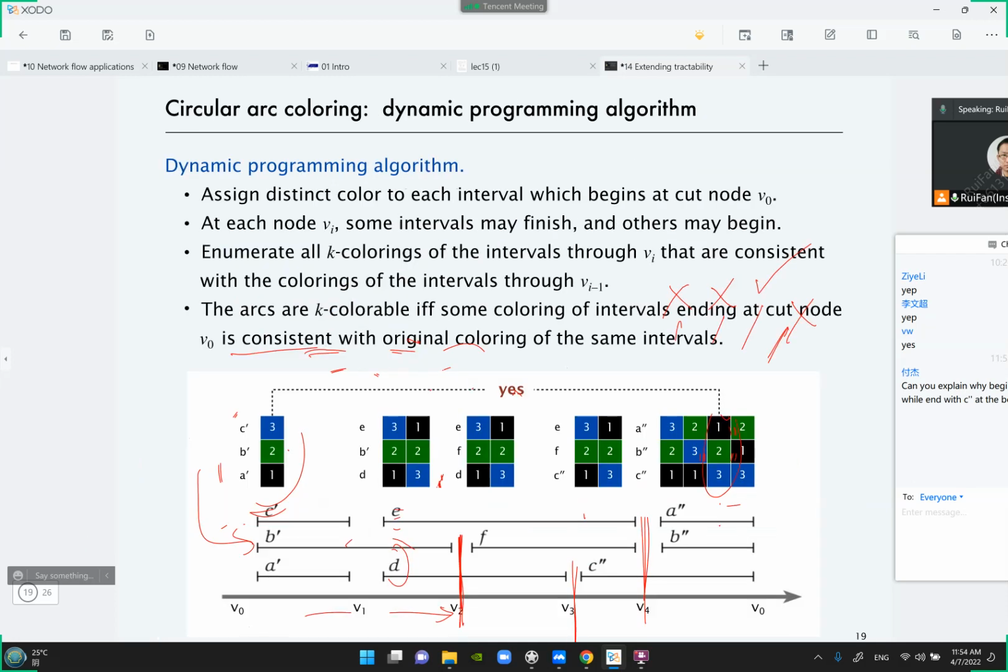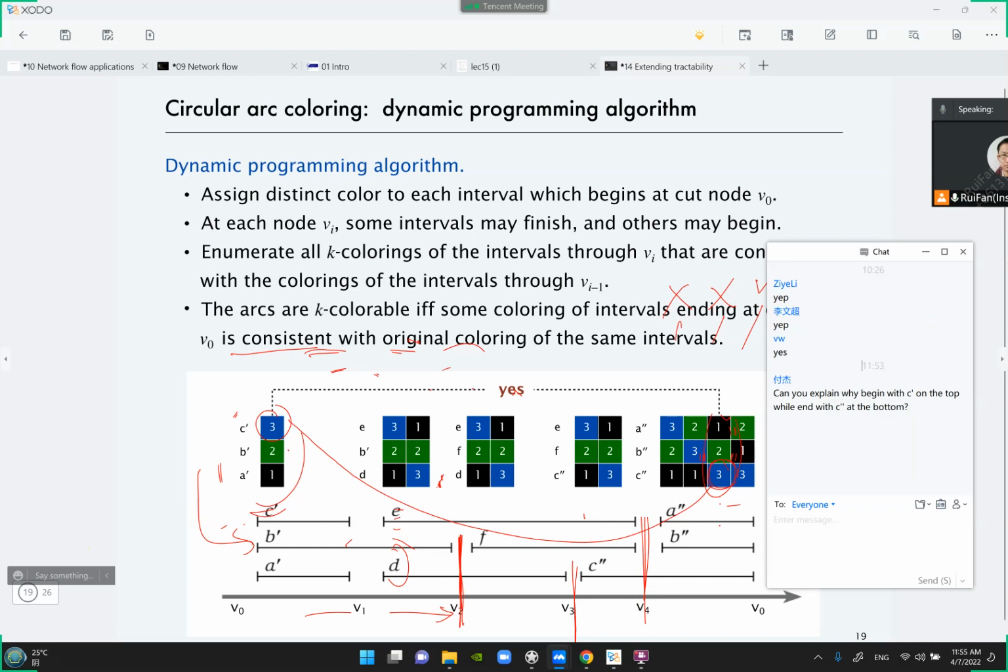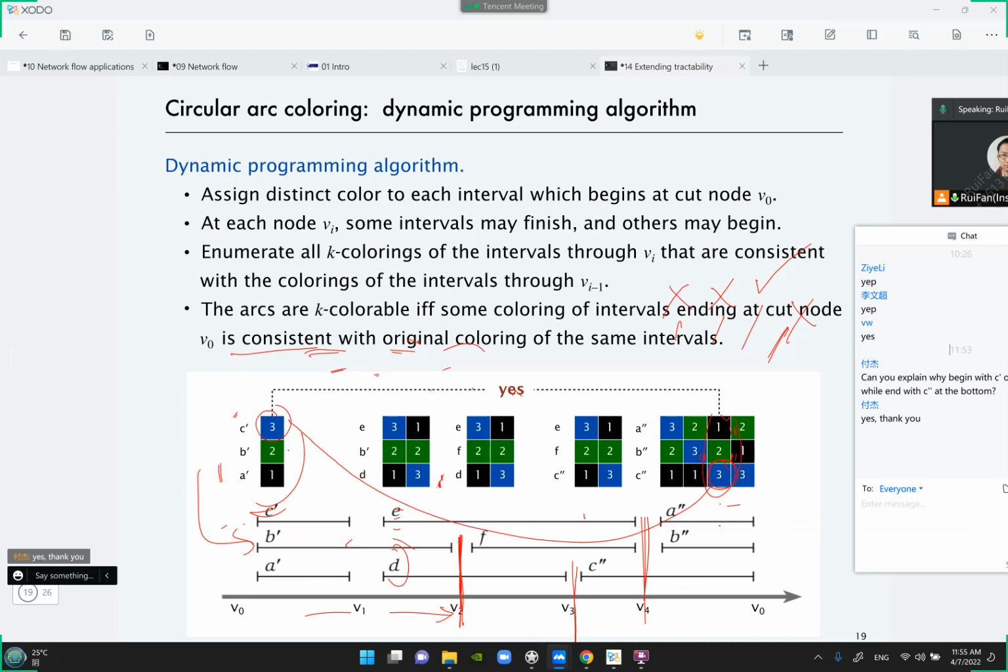But you can see the coloring. Initially you give C a color of 3 over here, and in the end, if you propagate this all the way through, you're still going to end up with a color of 3 for the C. The same thing for A and B. Does that answer your question? Any other questions about anything?